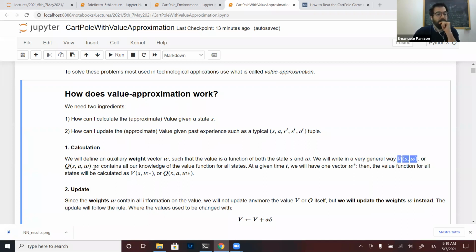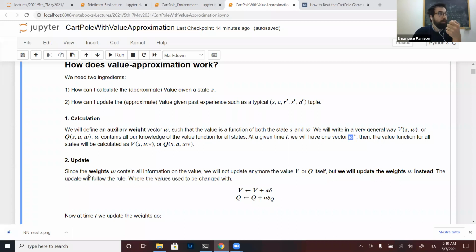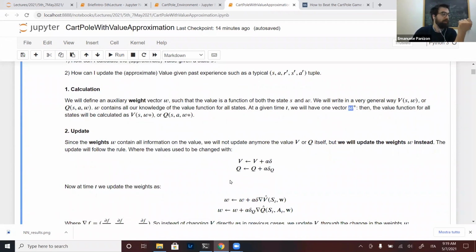Essentially, this auxiliary vector contains all of our knowledge so far for the value, okay? So at a given time t, instead of having the values written somewhere, I will have a weight vector written somewhere. And from that, I will be able to calculate the value. And since all information is in this vector, the update will not be on the value itself, but on the weights. Every time I have an experience, I will change my auxiliary weight vector W, so that afterwards the value will change.